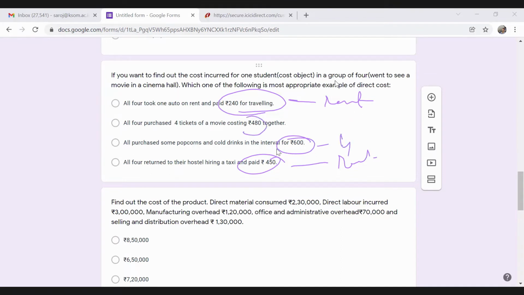Tickets you buy individually, so you can identify the ticket cost. One person has a ticket of 80, another has a ticket of 200. So you can identify it with the individuals who have gone for a specific type of ticket. That's why I say it is the most appropriate example. The other examples are indirect costs because you have to allocate them, divide by 4, charge 60. But here you don't need to divide. Whatever ticket cost is purchased individually can be identified with individuals. That's a direct cost.